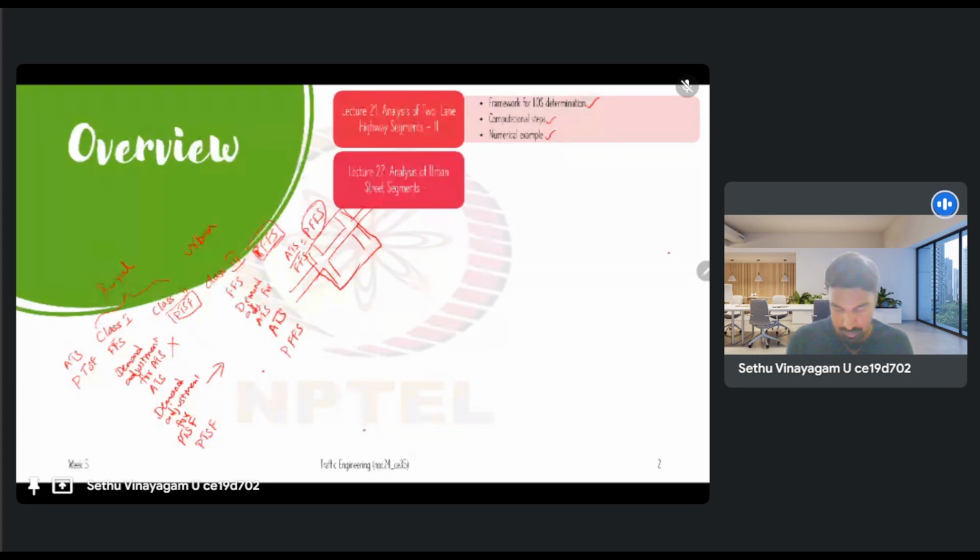So as I was saying, the urban street segments are stretches of road bounded by the intersections, right? So the two intersections will form the boundary, and then the road segment between these two intersections is what we analyze in the urban street segments. Okay.